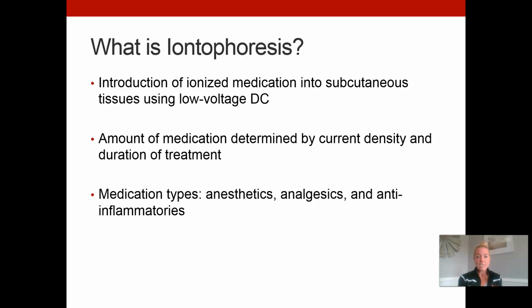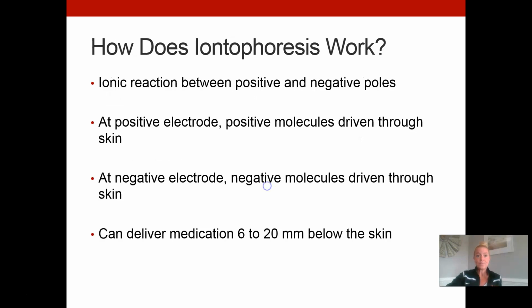The major medication types used with Ionto are anesthetics, analgesics, and anti-inflammatories. And I will tell you, if you ever use Ionto in the clinic, the number one thing you are going to use it for is for inflammation. Dexamethasone is the medication that we use most commonly with iontophoresis, and it is an anti-inflammatory.